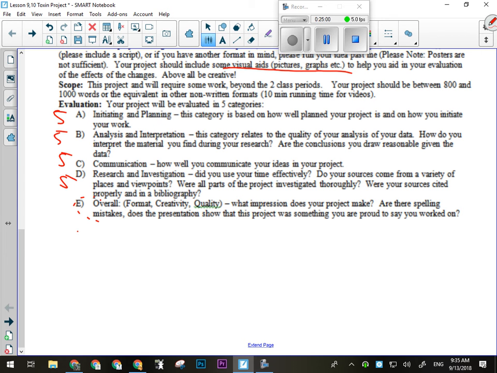A couple things about choosing your chemical. It needs to be a chemical. It can't be a bacteria, because I've had people who go, I'm going to do this on E. coli. Well, E. coli is a bacteria. Now, the chemical the bacteria produces is toxic. You could do that.